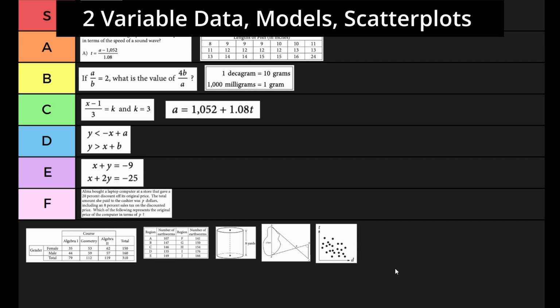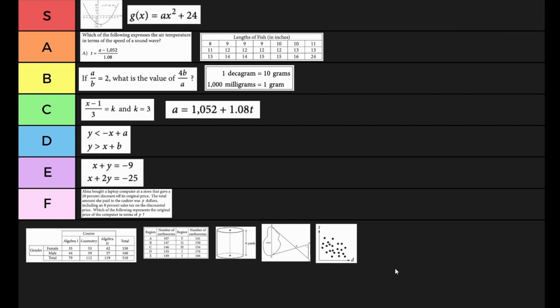Then we also have 2 variable data, models, and scatterplots. If there is something with data that I absolutely do love, it is charts. I love charts. I love line charts. I love bar charts. I love scatter plots. I don't even care what question this is. This is going in S tier.